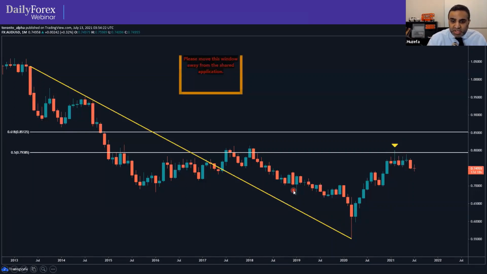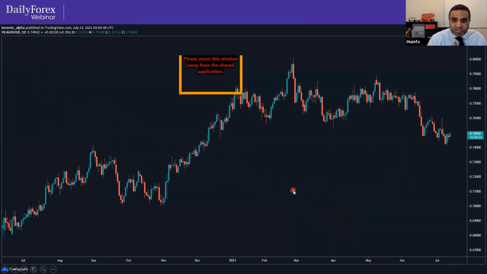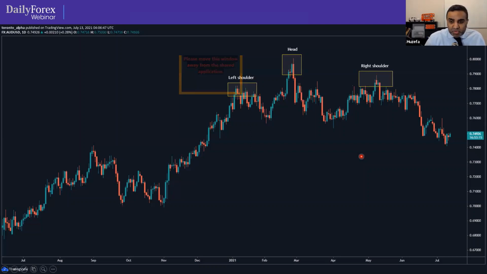Now, zooming in to the daily, you can see the prices over 2021 for the first 6 months went sideways, and now it seems to be breaking down. So what I saw there was a head and shoulders pattern. There's my left shoulder, there's my head, and there's my right shoulder. So that's a head and shoulders reversal. And that's the neckline for that head and shoulders.